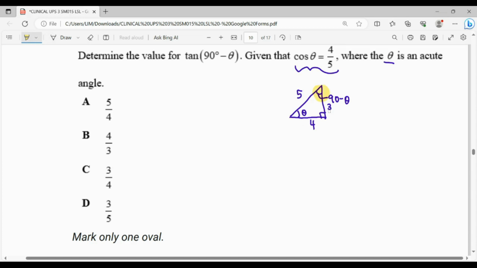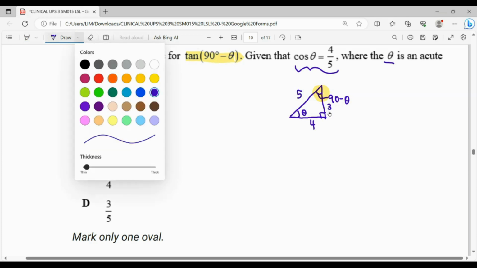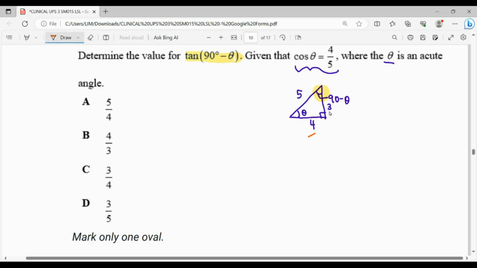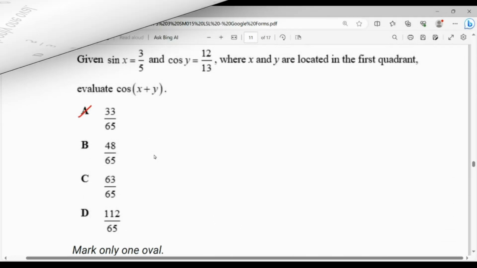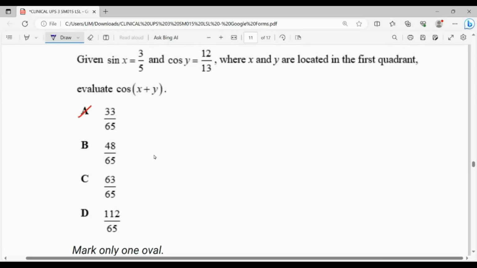So now we want to see 90 minus theta, and then read for tangent. Tangent will be opposite over adjacent. So it will be 4 over 3. And then in an acute angle, means in quadrant 1, tangent in quadrant 1 will be positive. This answer is B. Given that sine x is 3 over 5, so we draw out the triangle.